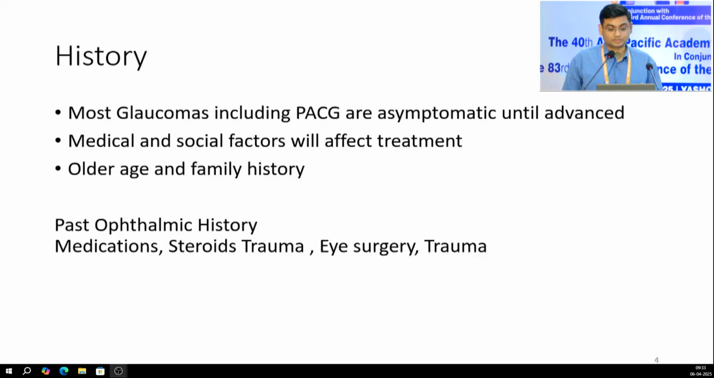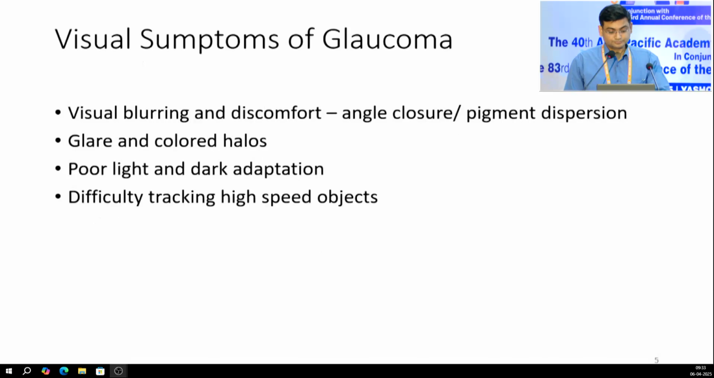The medical and social factors will also affect the treatment. Plus, a patient with older age and a positive family history of glaucoma will also decide how his eyes are going to end up. Also ask about the past ophthalmic history like medications, steroids, any trauma, any history of eye surgery.